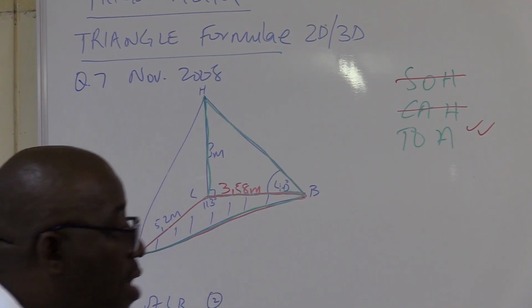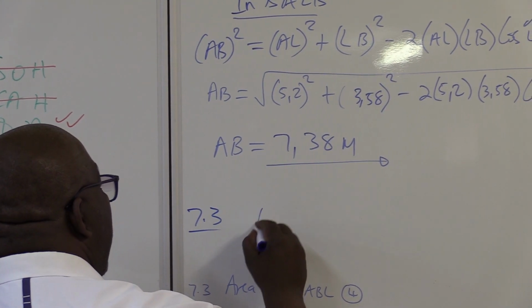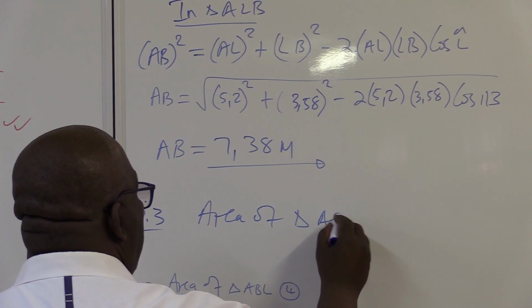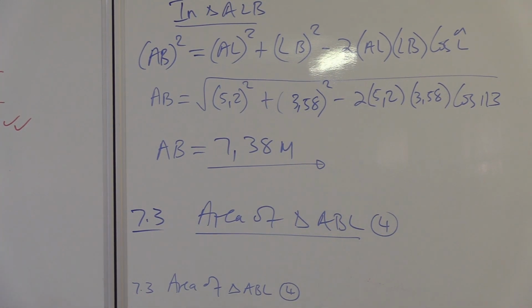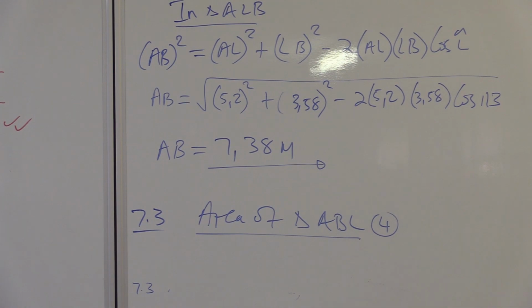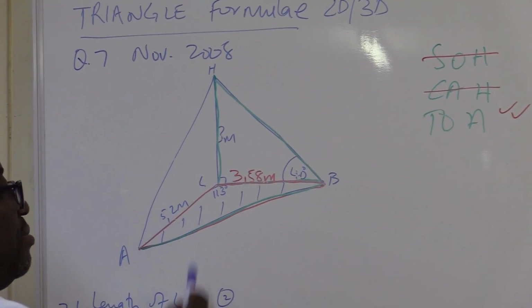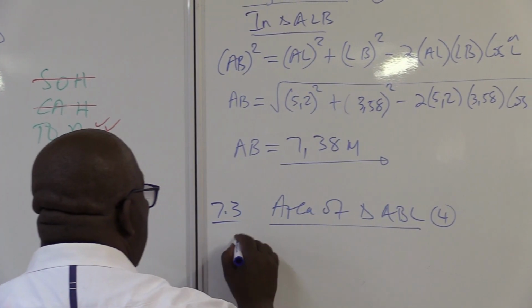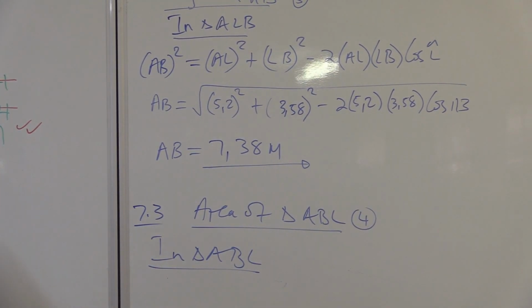The last question, 7.3, says calculate the area of triangle ABL for about 4 marks. Calculate the area of triangle ABL. What is the question looking for now? The area. Let me go and look at triangle ABL. It's the same triangle that I was using. And I'm telling the examiner, I'm going to find my solution in triangle ABL. What type of a triangle is ABL?